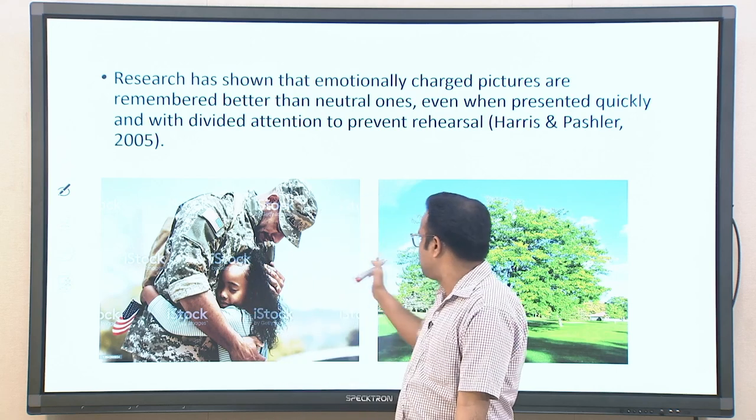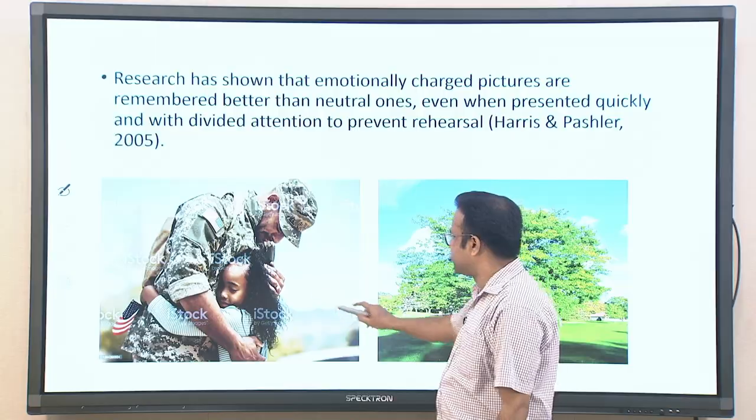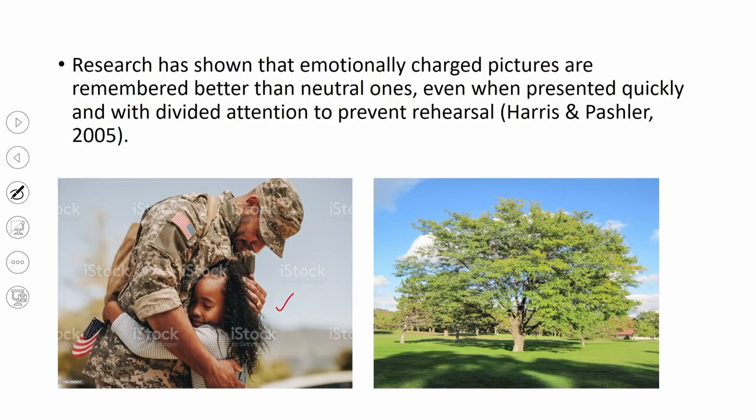For example, if you see these two pictures, obviously this picture is more likely to be remembered simply because it evokes some emotions. A soldier is saying goodbye to his daughter, let's say. This picture evokes a lot of emotions, and we are more likely to remember it as compared to a neutral picture of just a tree or something like this.